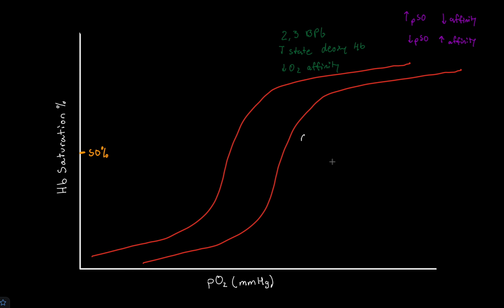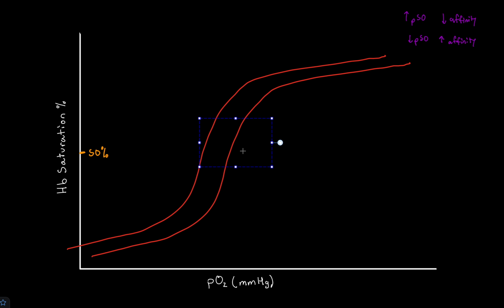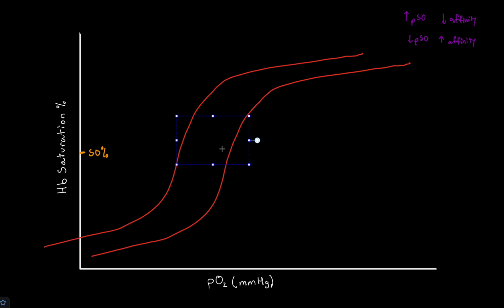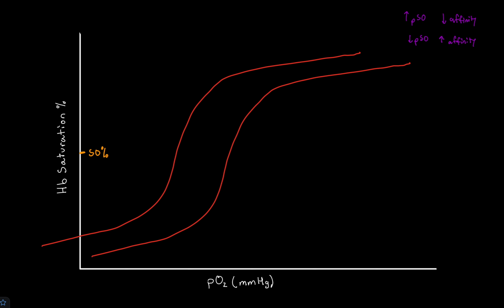If we are shifting to the left, what would happen to our P50? Would it increase or decrease? And if so, then what would happen to our affinity as well? So let's say we moved to the left, and let me cut this guy right over here. I'll just leave it at that. But as you guys can see, this is going to be a left shift. So I'll put L shift.